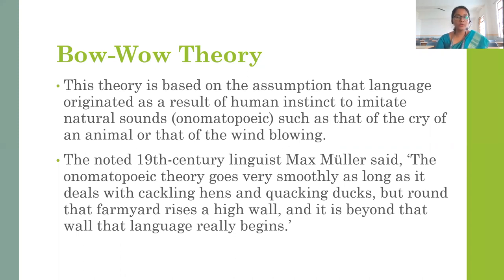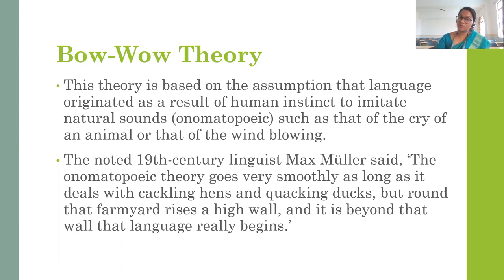So that is one prominent theory about the origin of language, because language might have originated that way: men and women started imitating the natural sounds that they were able to see around them. Imitation is also a part of human behavior, and maybe that was the origin of language. So the first theory is the Bow Wow theory, where the assumption is that language originated from onomatopoeic words, or started with the imitation of natural sounds.